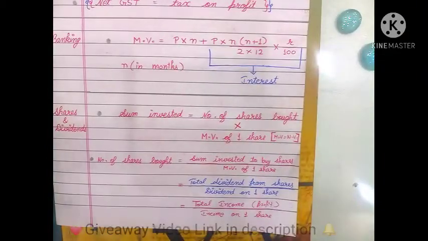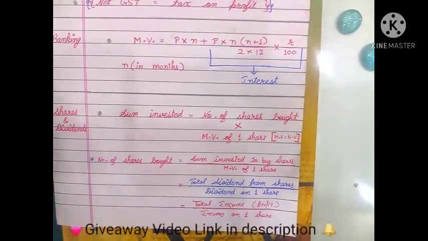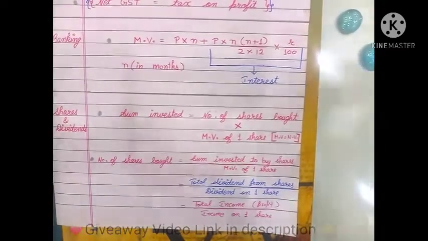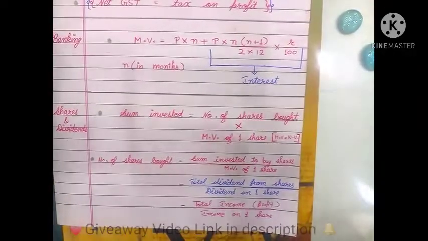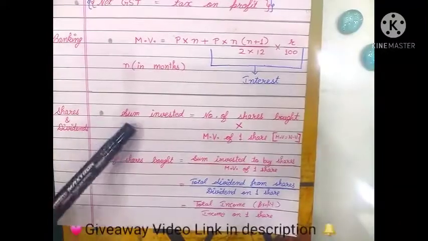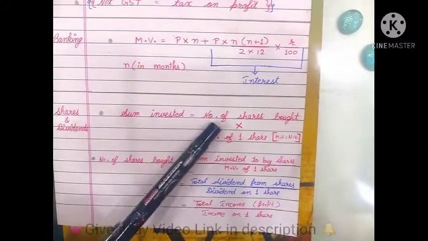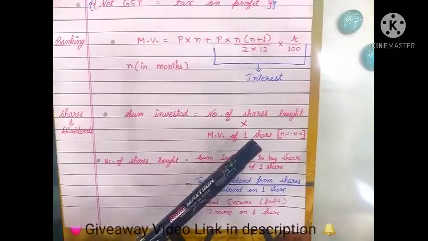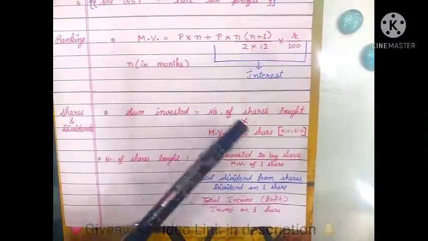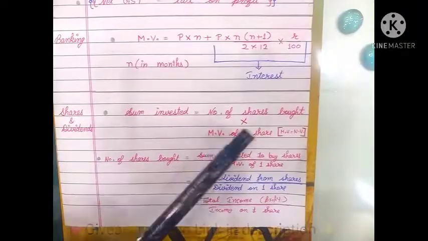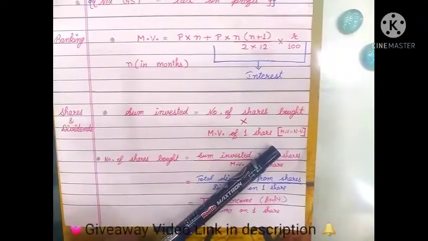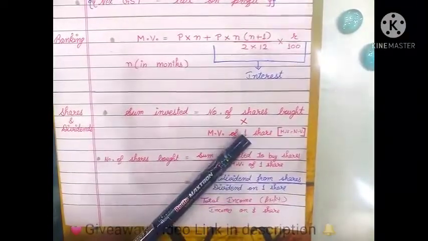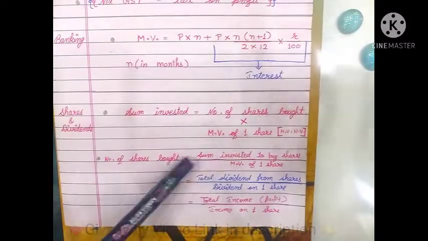This chapter was reduced, but I have given you the formulas. So what are those formulas? Let us discuss. The first is sum invested. Sum invested is equal to number of shares bought multiplied by maturity value of one share. This formula is only applicable if maturity value is equal to nominal value. So what is nominal value? You might have studied in your classes, because these are just formulas.